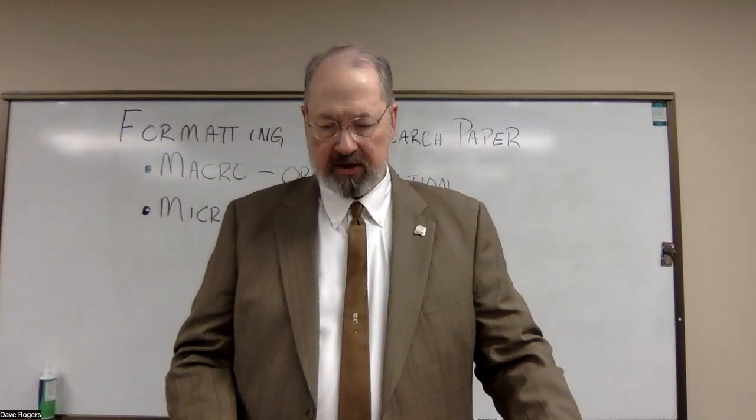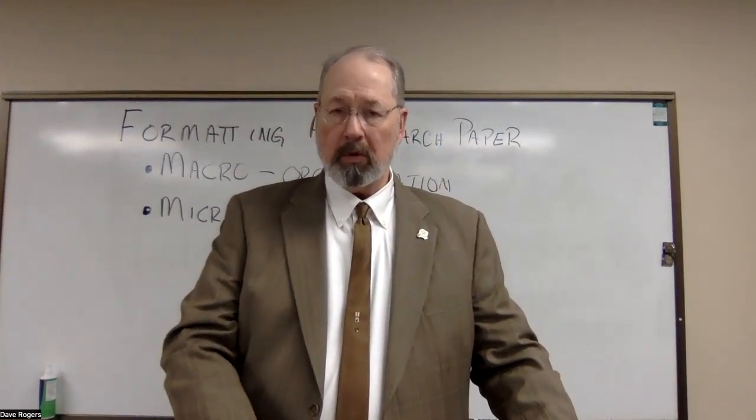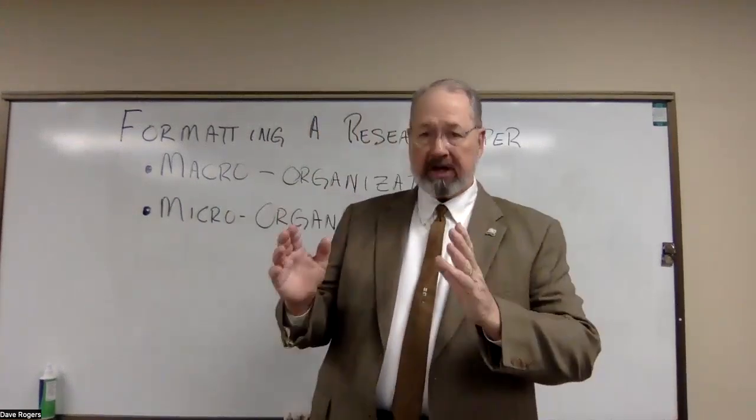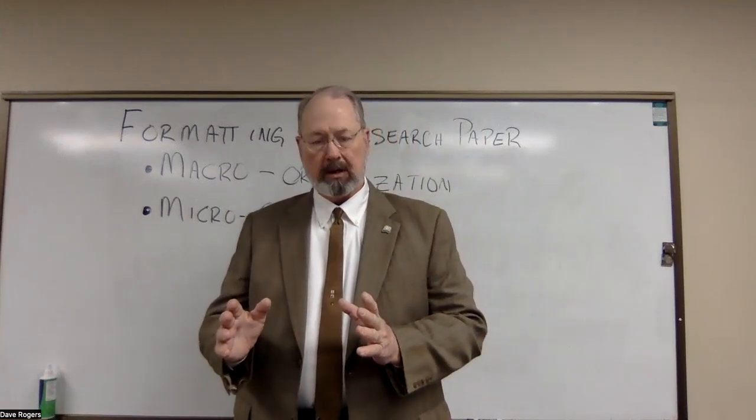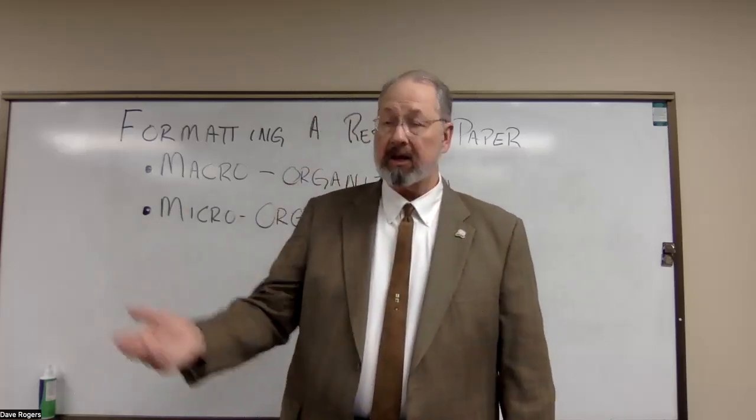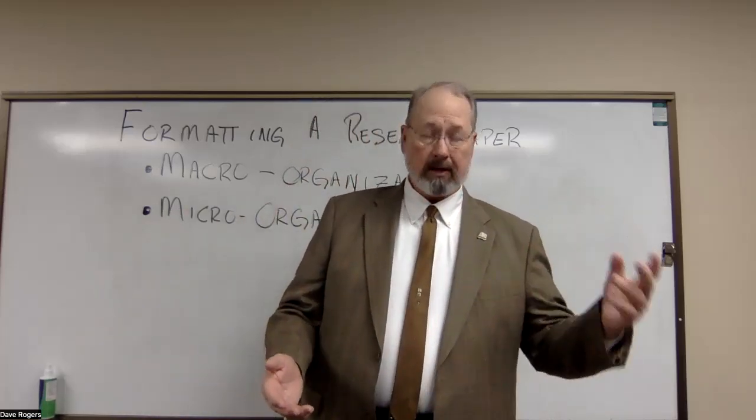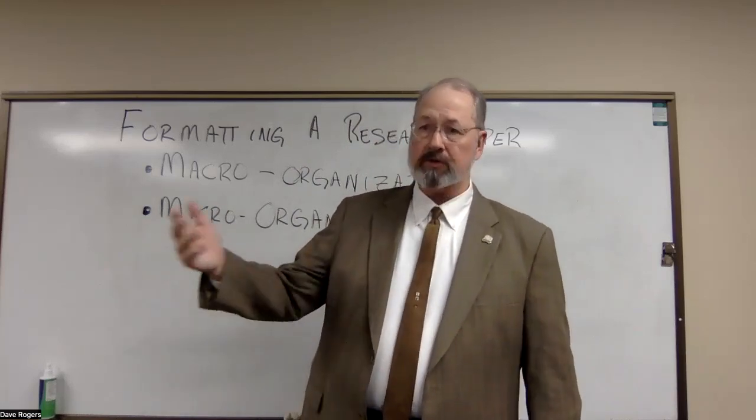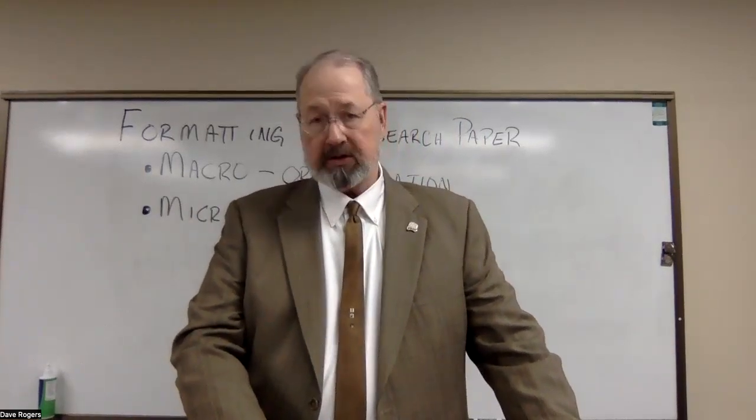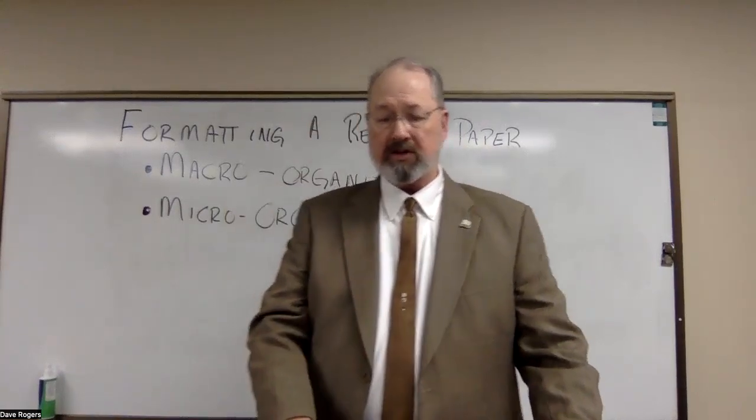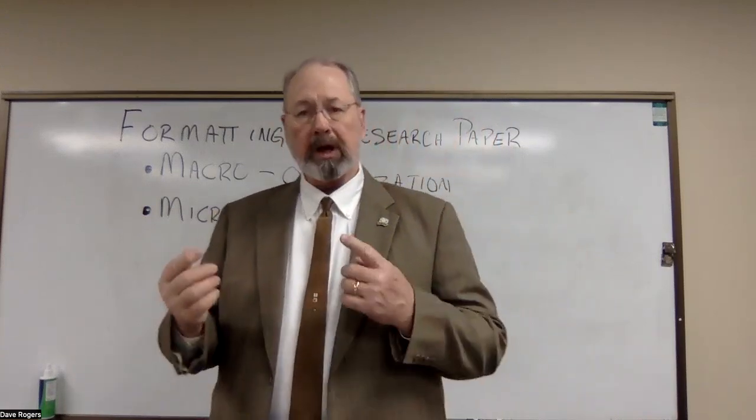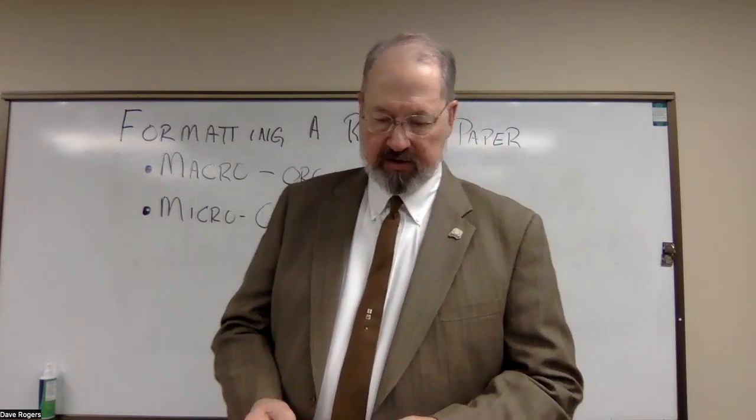Micro organization has to do with the actual appearance of the finished product, how the research paper looks when you have put it together. The margins, the formatting, the proper form for documenting your sources, and that gets back to Chicago Manual of Style, Modern Language Association, APA, and so forth. But micro organization is how it looks. Macro organization is what it's about, what the subject is. We're going to start with macro organization.